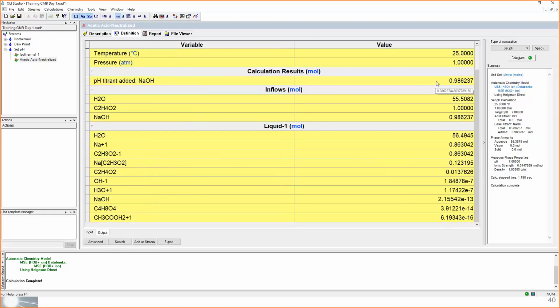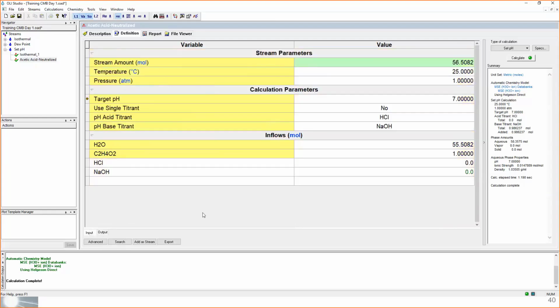So that means that in order to neutralize a solution of acetic acid that is 1 molar, you need almost 0.99 moles of sodium hydroxide to neutralize the solution. Okay? So let's go back to the input. The reason why I wanted to show you how to set up this set pH is because when we are doing corrosion rate calculations, we will want to change the target pH of a specific calculation. So you will need to understand how to set up this calculation.